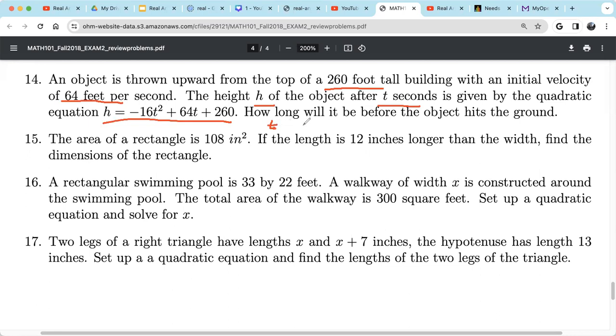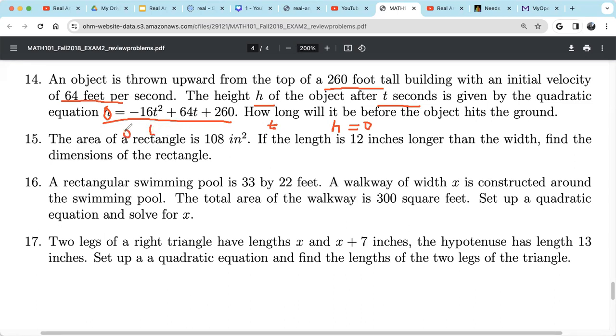So we're looking for time t when h is 0, because when it hits the ground, h becomes 0, right? Normal height. So we just set this equation to be 0, basically. So we need to solve for t. Well, maybe you want to divide by -16. So 64 divided by -16, that's just -4, right?